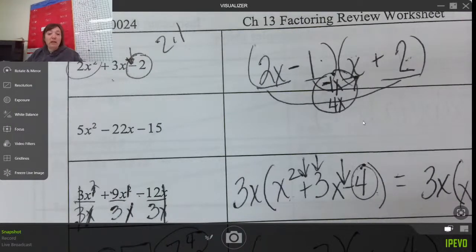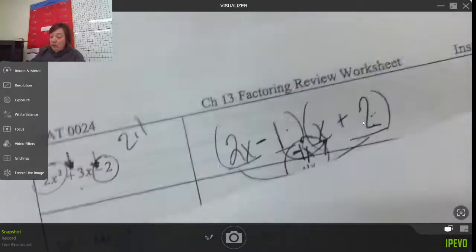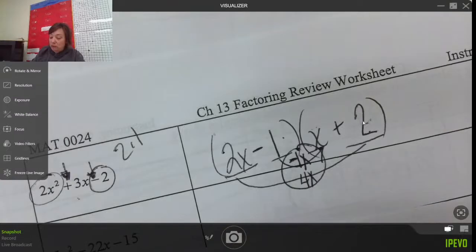Okay, so we've got two different, and remember, they don't always work. So it's possible that we may not be able to factor it, but let's figure it out.